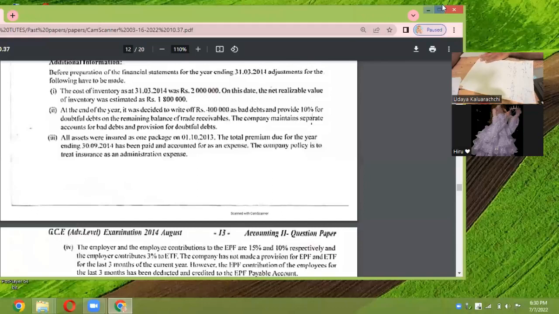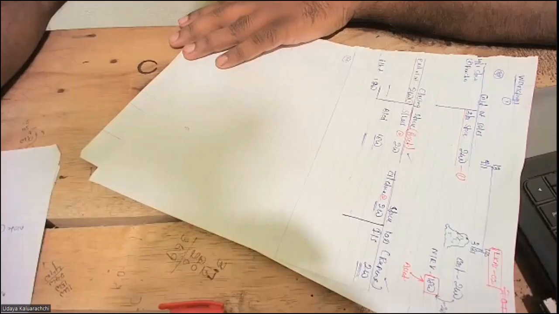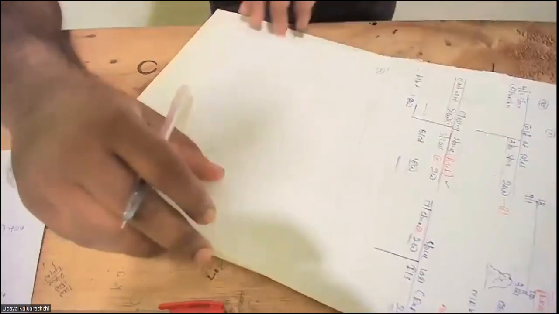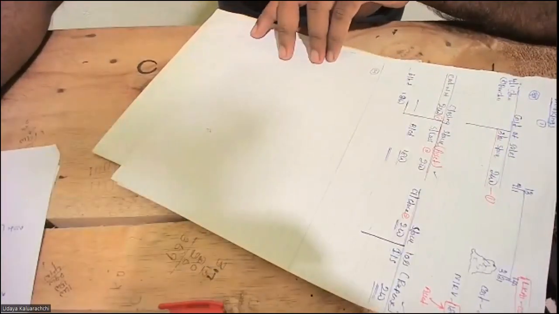At the end of the year, it was decided to write off 100,000 as bad debts and provide 10% for doubtful debts on the remaining balance of trade receivables. The company maintains separate accounts for bad debts and provisions for doubtful debts. Very good. It is a normal adjustment. First of all, we have to write off 100,000 as bad debts, right?